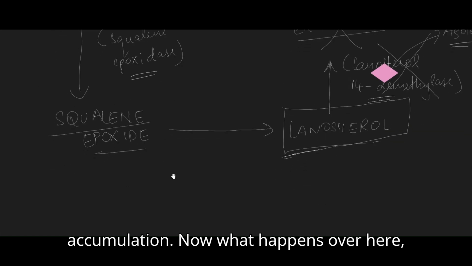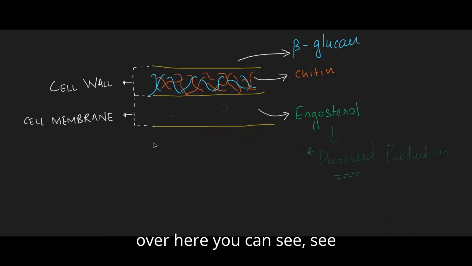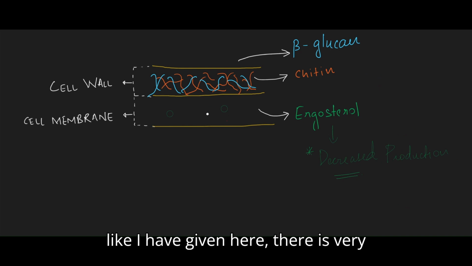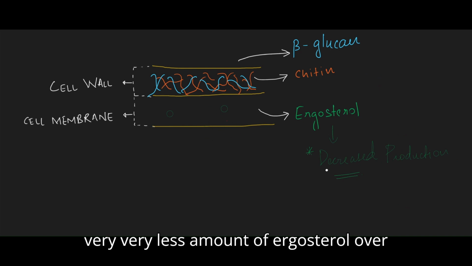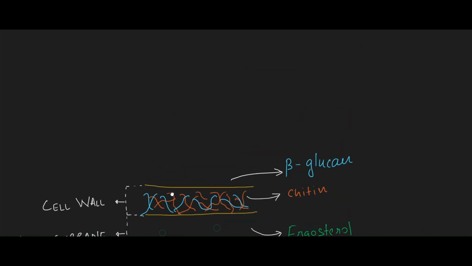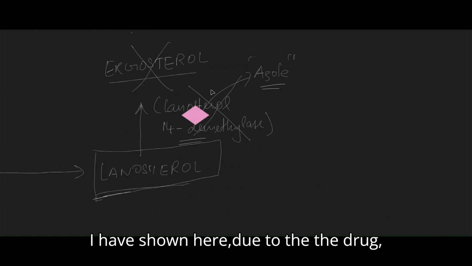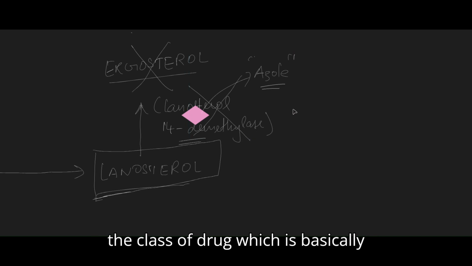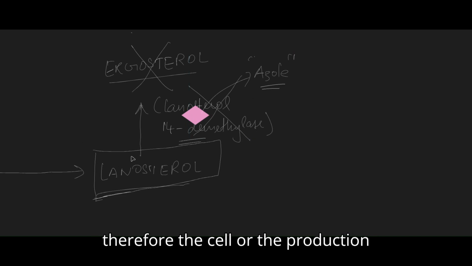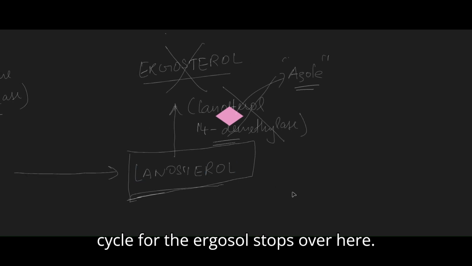Now what happens over here? It's pretty simple. Over here you can see, like I've given here, there is very little ergosterol. As I've written here, decreased production of ergosterol. Why? Because, as I've shown here, the class of drug, which is basically azole, acts on this enzyme, and therefore the production cycle for ergosterol stops over here. So ergosterol is not produced.